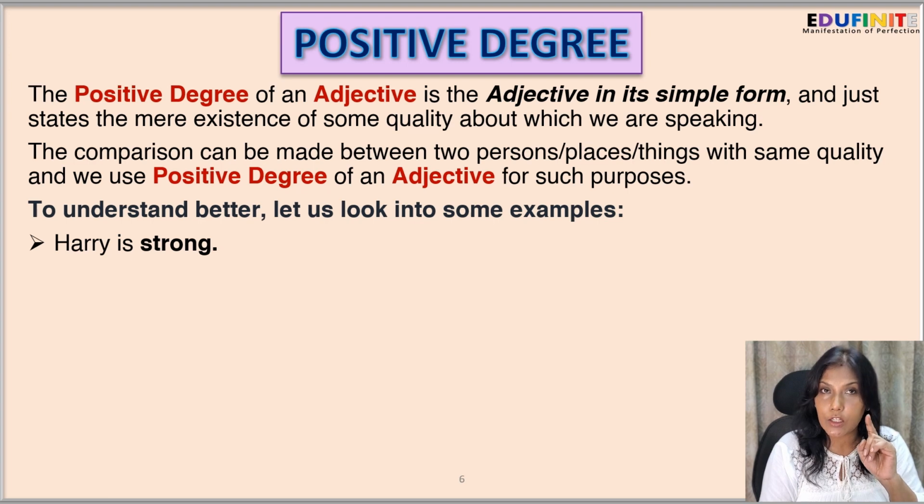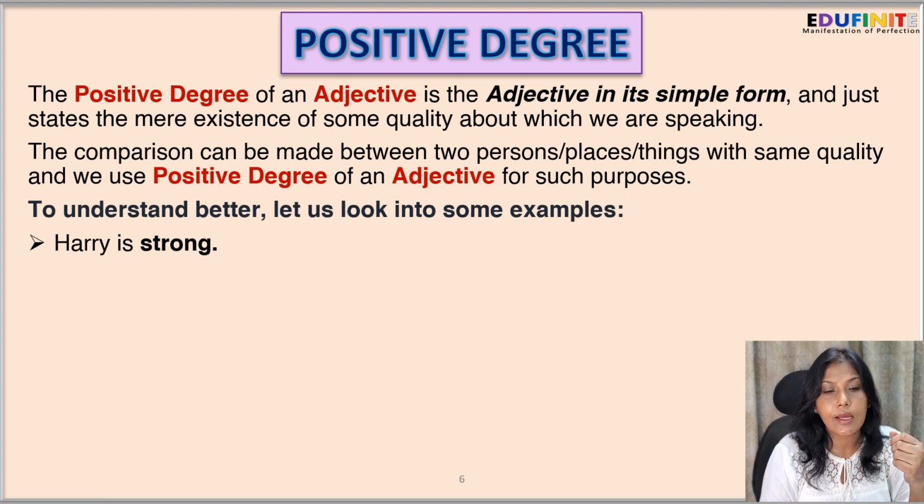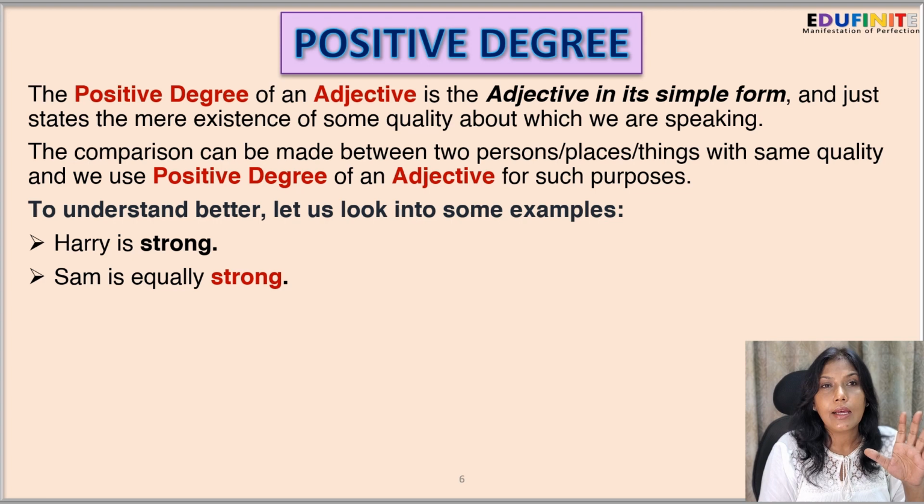Harry is strong. Now this is a simple sentence stating that Harry has got a lot of strength. Next, Sam is equally strong. So what do we say? That Sam is another boy who is equally strong as Harry. That is what we are trying to mean. But we have 2 sentences for it. Now let's see how we can connect them.